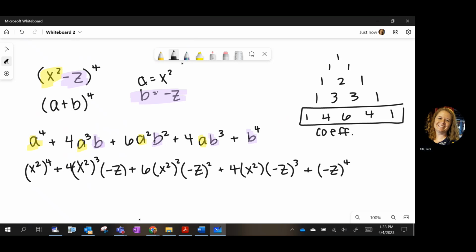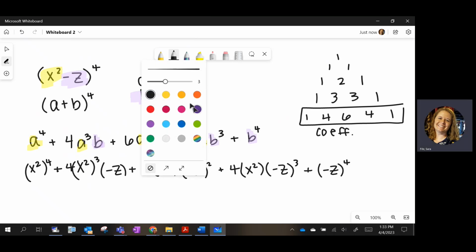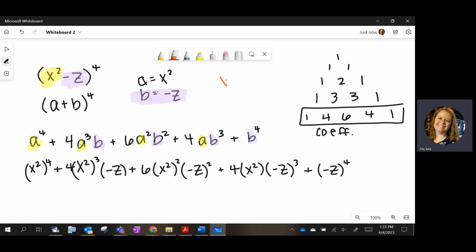Still good? Do y'all remember your exponent rules? If you have a power to a power, what do you do with those? You multiply them, okay? You multiply a power to a power. That's an exponent rule. Okay, so we need to simplify. This would be x to the 8th.